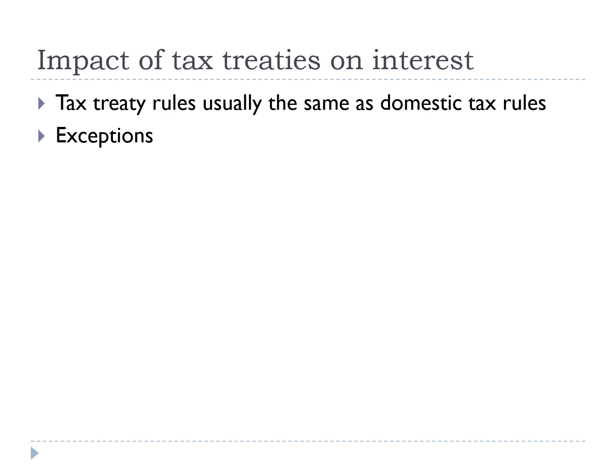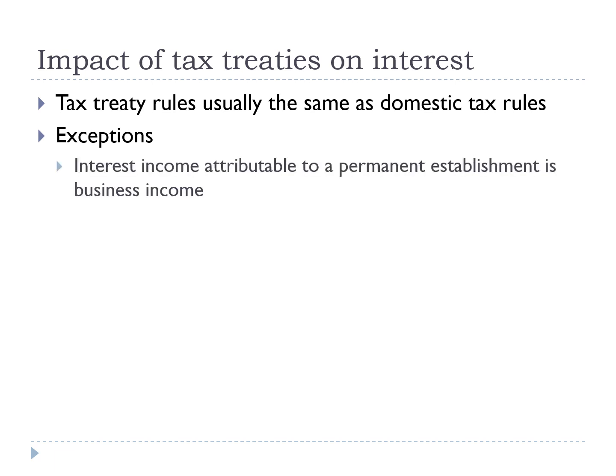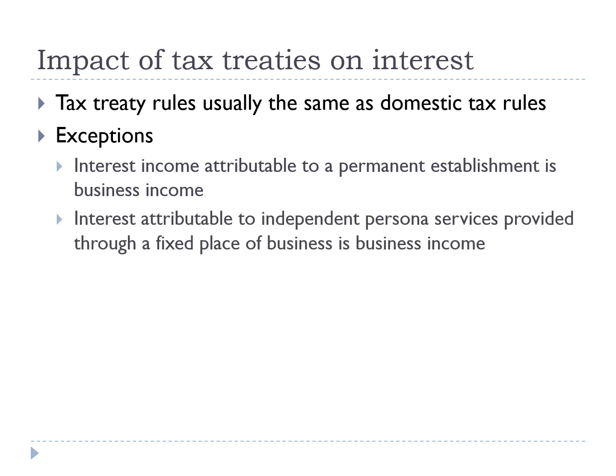As exceptions to this rule, interest income attributable to a business carried on through a permanent establishment in the United States is considered business income that is taxed as part of the business income of that permanent establishment. If the income is attributable to independent personal services carried on through a fixed base in the United States, then the interest is business income taxed as part of the U.S. business income.